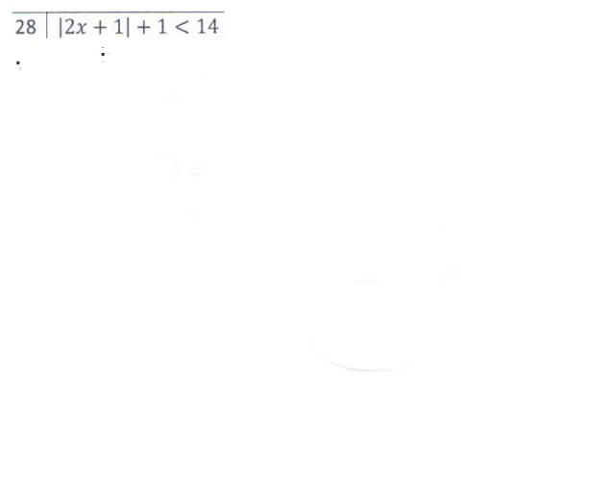In question 28, we have an inequality with an absolute value. And first, let's isolate this absolute value on one side. So we'll subtract 1 from both sides. So we get the absolute value of 2x plus 1 is less than 13.